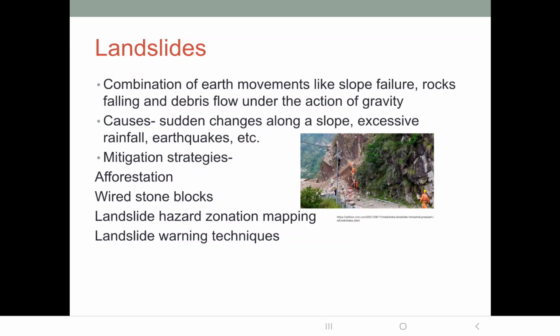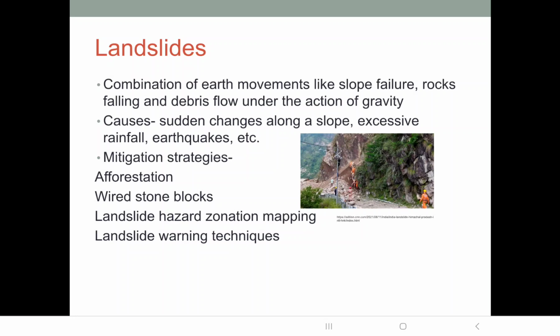First of all, they can occur due to sudden changes on the slope. Now, what are these sudden changes? First of all, composition of the slope may change, structure may change. Why all these changes? These changes happen because of the settlements and roads that are built on the slopes of mountains, isn't it? So the composition of the soil changes, then the structure changes, isn't it?